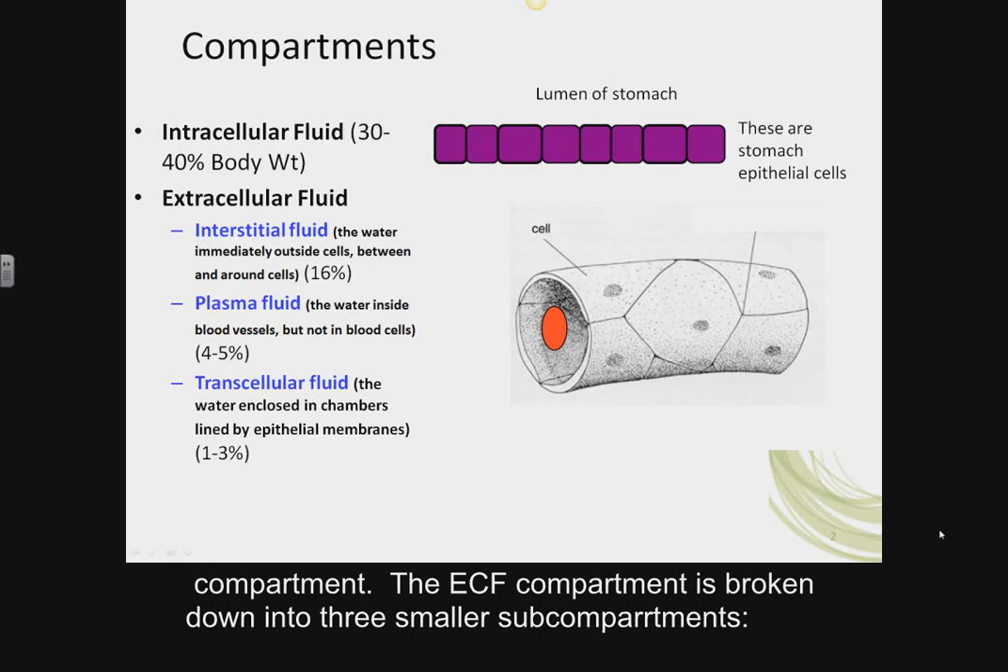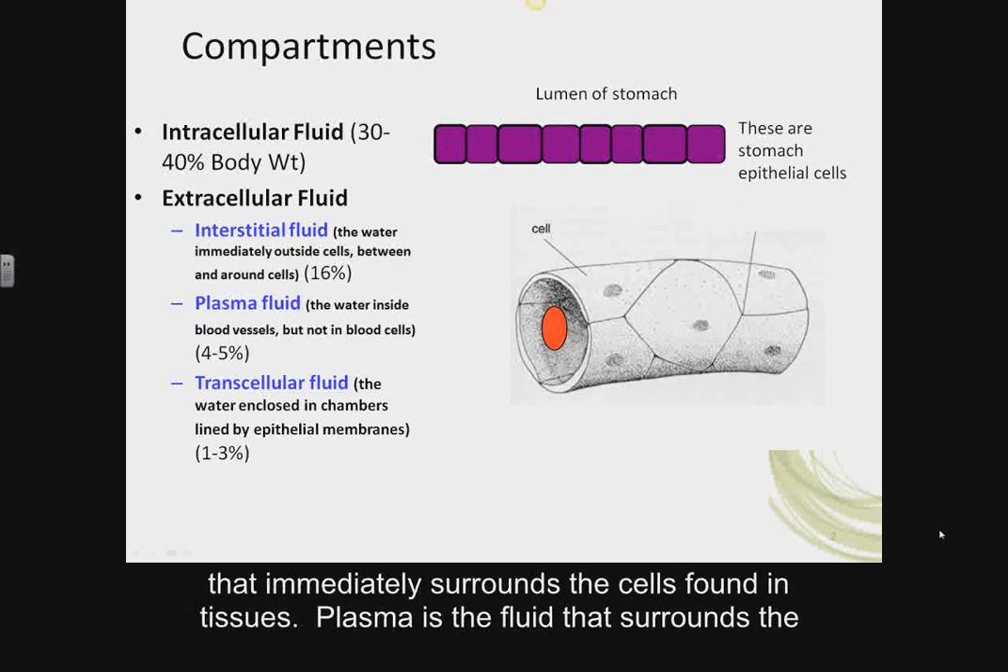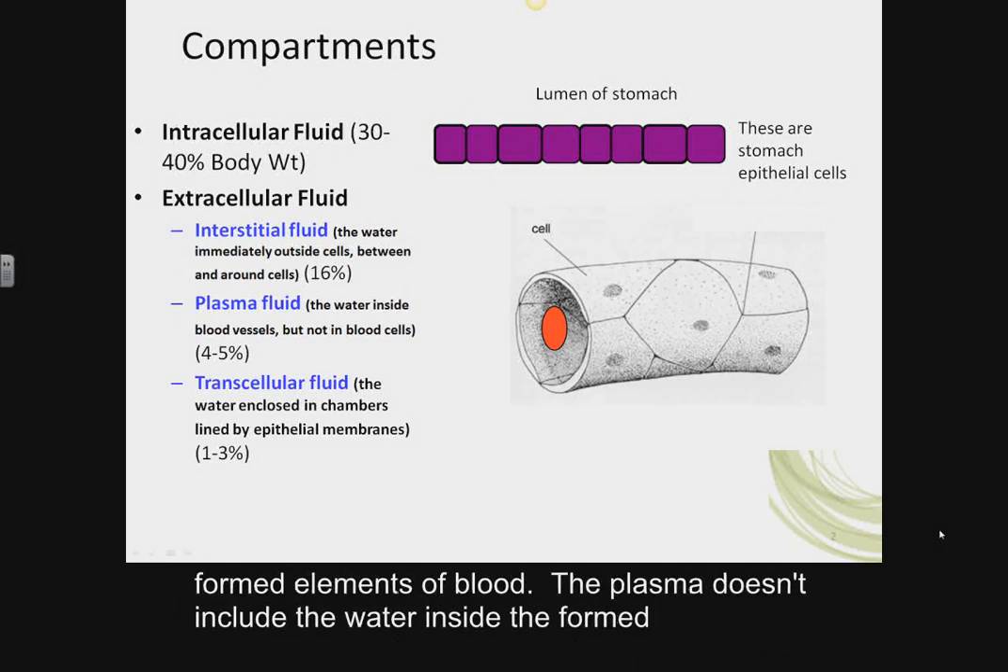The interstitial fluid is the fluid that immediately surrounds the cells found in the tissues. Plasma is the fluid that surrounds the formed elements of blood. The plasma doesn't include the water inside the formed elements, for example, inside the red blood cells, white blood cells, etc. Because that would be intracellular fluid, wouldn't it? So whole blood is really a mixture of two fluid compartments.